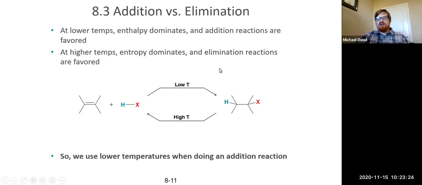On the other hand, if you want to do the elimination, you would do that at high temperature. Even just room temperature is usually fine for that. So that brings us to the final point here, that we're going to use lower temperatures when we do these addition reactions. Okay, I think that covers our first lecture here.